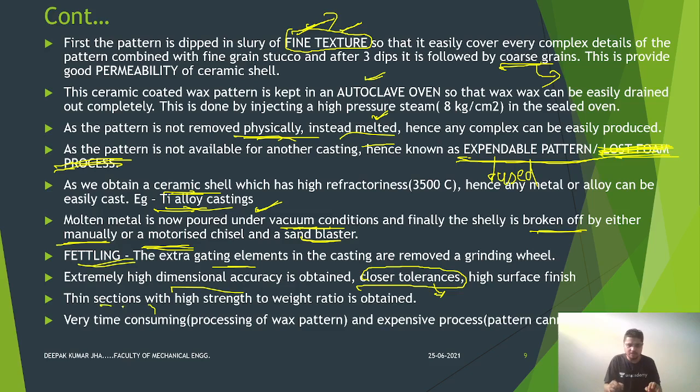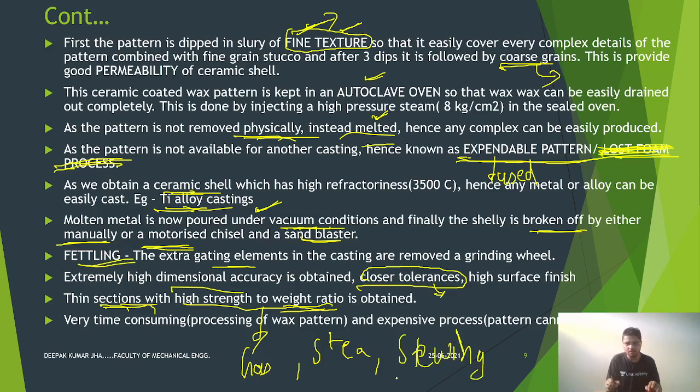Now, even thin sections with high strength to weight ratio can be made. We'll be seeing the applications in gas turbine blades, steam turbine blades, very complex sieving machines, and then jewelry, these are very complex applications. And then dentures are there. Dentures means dental instruments as well as surgical instruments. These all are the applications of investment casting.